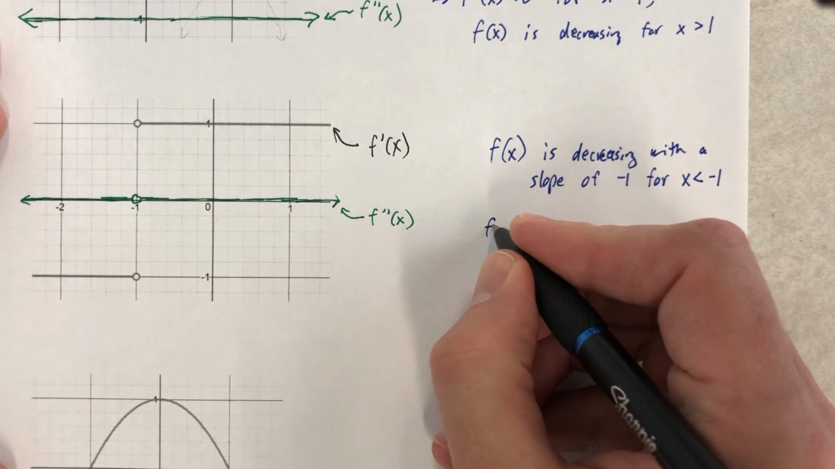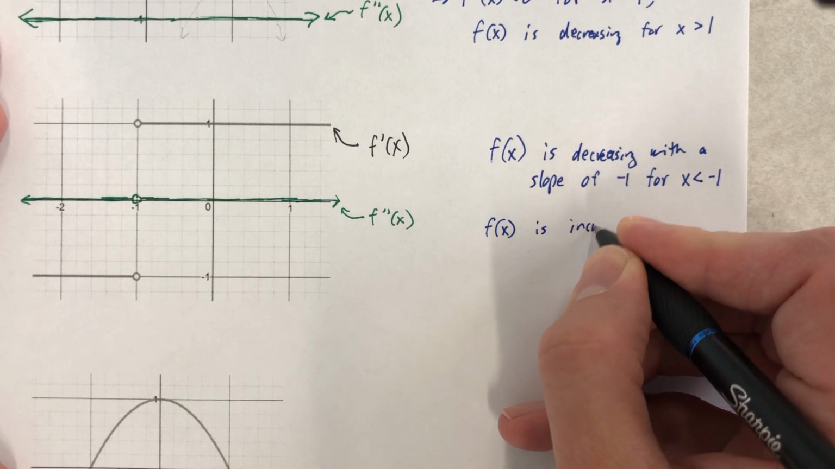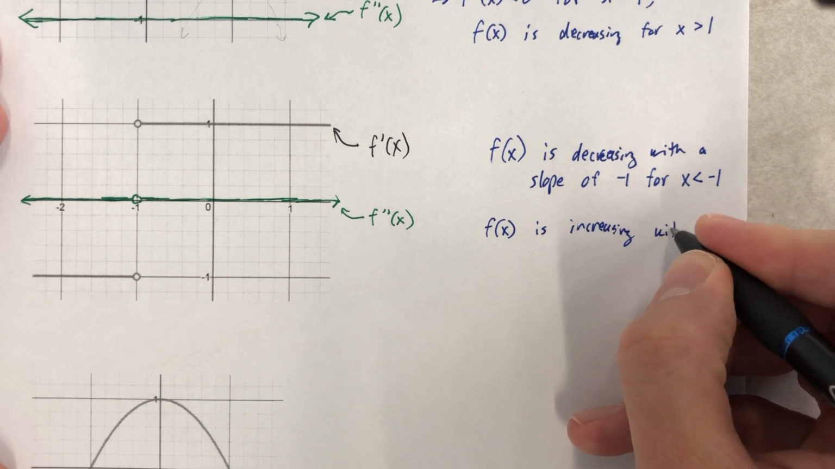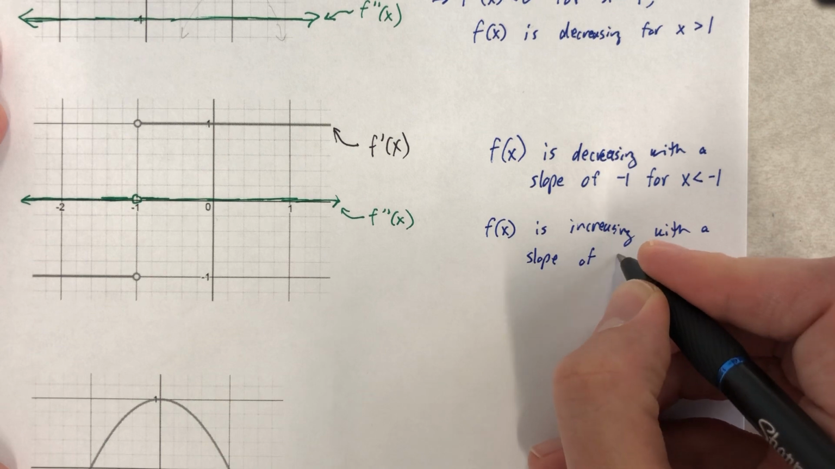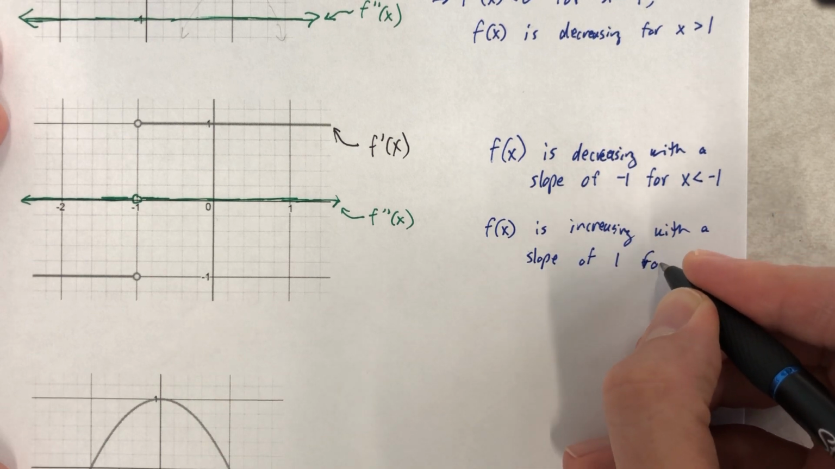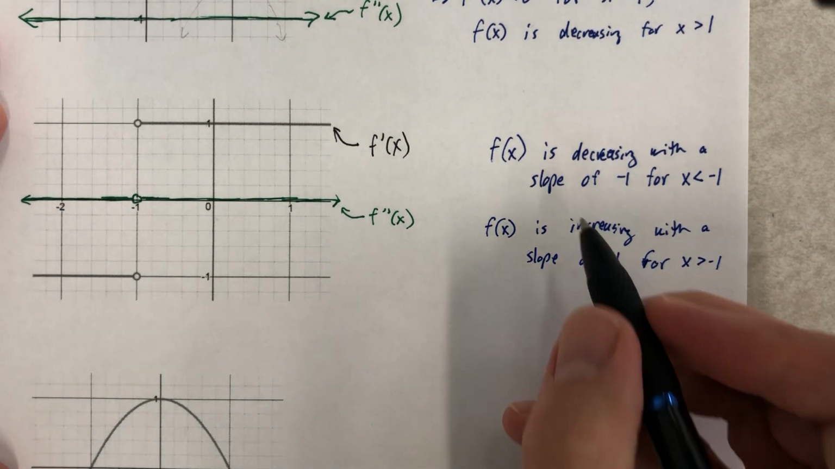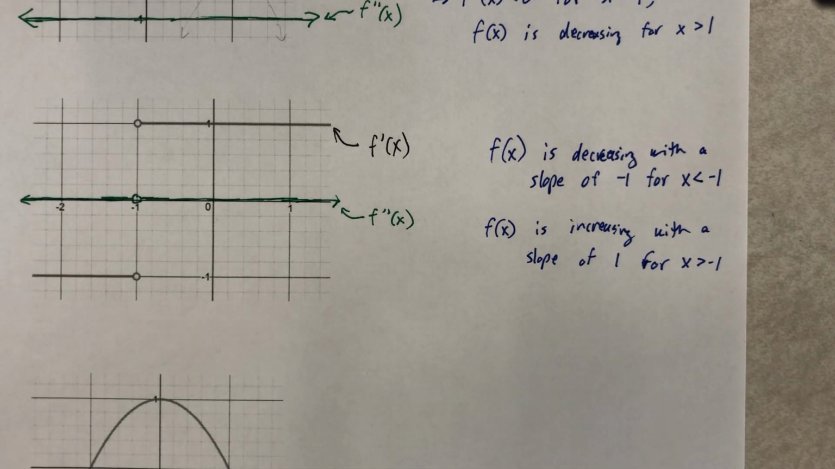All right, let's think through this other part. f of x is increasing. How do you know it's increasing? With a slope of +1 for all the x values greater than -1. I left a little gap here, not intentionally, but I'll take that gap to write down why. You don't have to write all this. I'm just articulating my thinking.